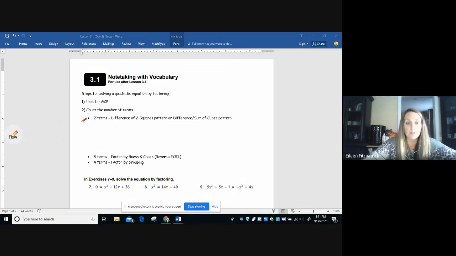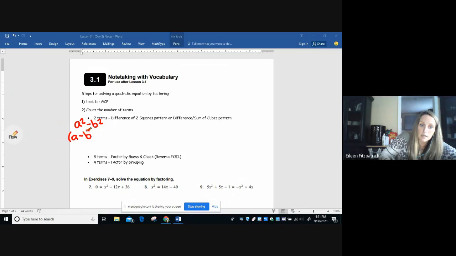Now, the patterns that I was referring to, if you remember from Algebra 1, you learned about the difference of squares. So, for example, if you have a squared minus b squared, that factors into a minus b, a plus b. Now, 2 new ones that you may not have seen before are the difference of cubes and the sum of cubes.